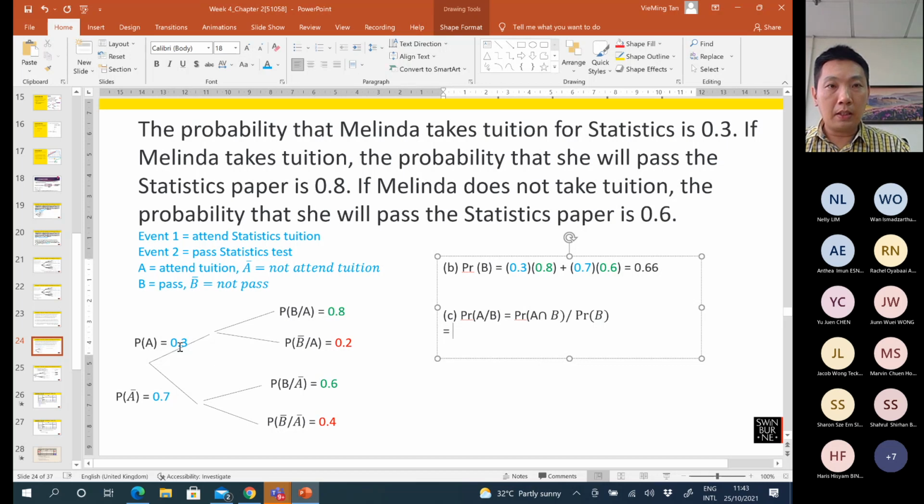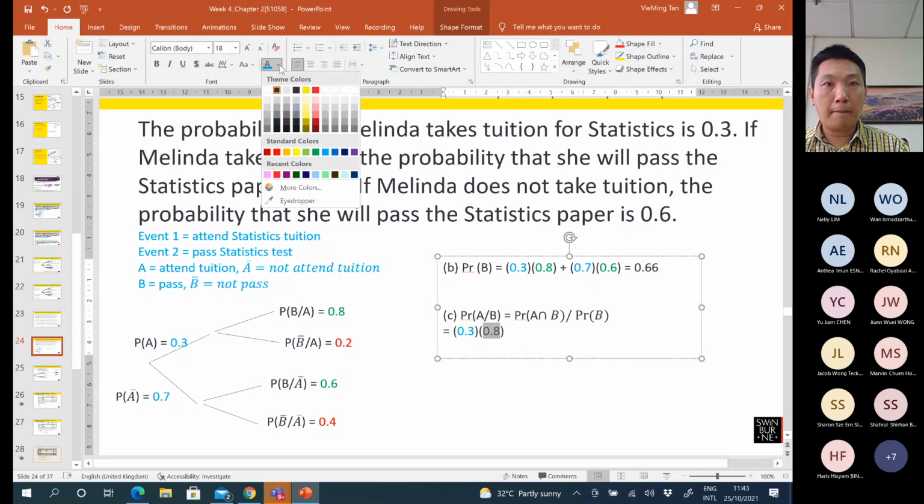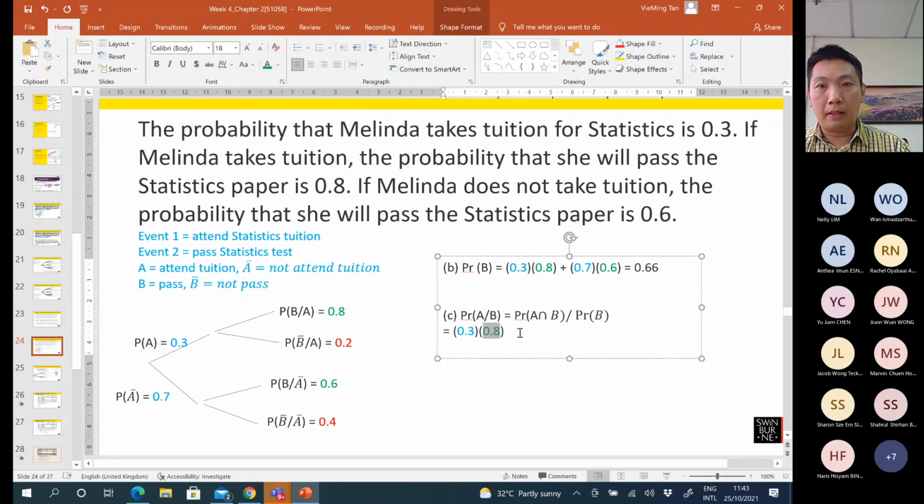A intersect B. Yeah, 0.3 multiply 0.8. Okay, 0.3 multiply 0.8 is referred to A intersect B. 0.3 multiply 0.8. So maybe I can use blue color to represent this. Green color is here. This one. Okay. Then divided by probability B. Probability B, yeah? Okay. B is referred to the second event answer.